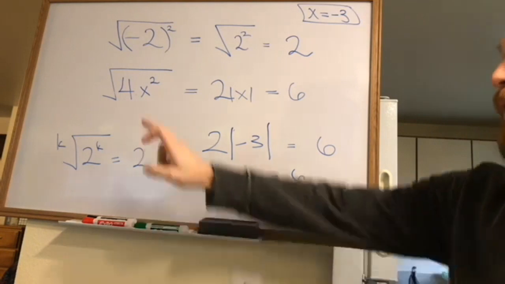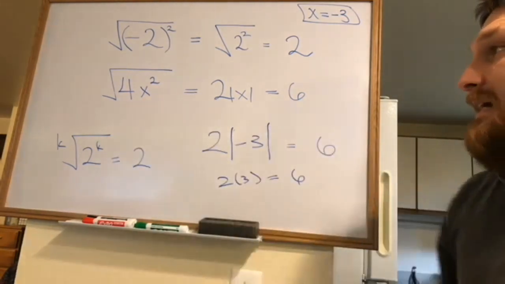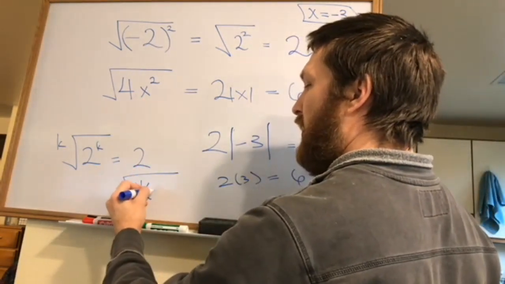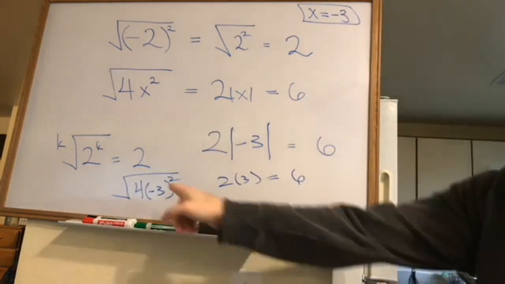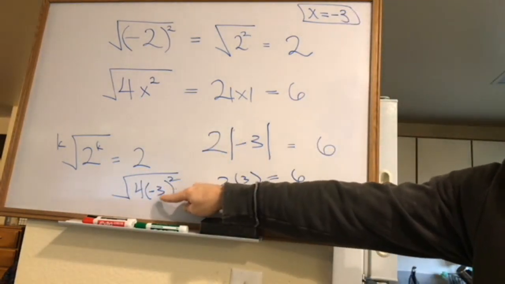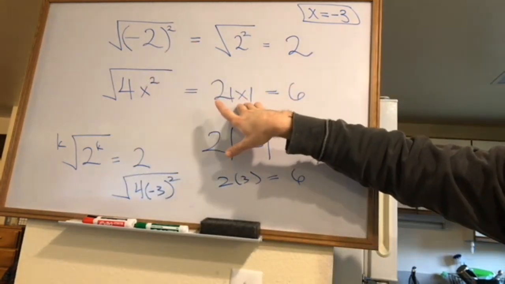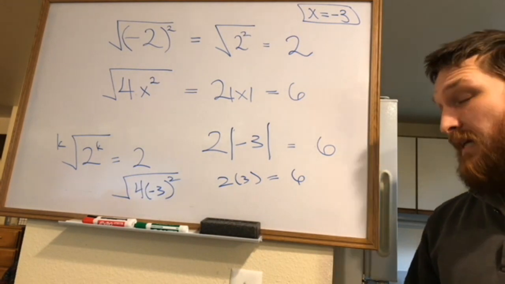Because again, we don't know. X might be a negative number, right? It might be the case that what you were originally working with was 4 times -3 squared, but you didn't know that it was a negative number. So when you go to pull it out, it has to be an absolute value. Does that make sense?